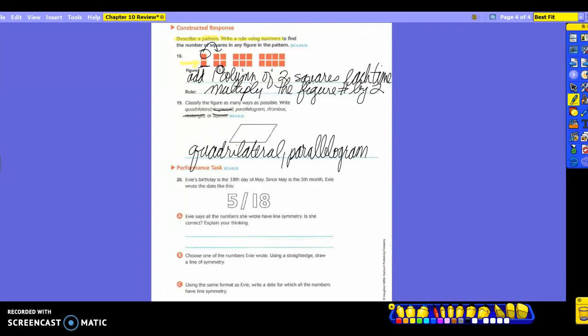Guys, I'm going to allow you on your test to be able to use your foldable. So it's there. Use it. Okay? Especially on these. These are probably the ones you're going to need it the most. All right? Let's go on to number 20.